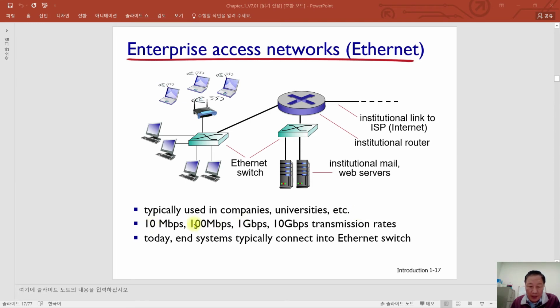And the speed, a long time ago, was 10 Mbps or 2 Mbps. That was the speed, but after that 100 Mbps, then 1 Gbps, and usually a 10 Gbps backbone link, and that is the transmission speed being used. The end systems are connected to this Ethernet switch, and we'll learn about this Ethernet switch and the router later.